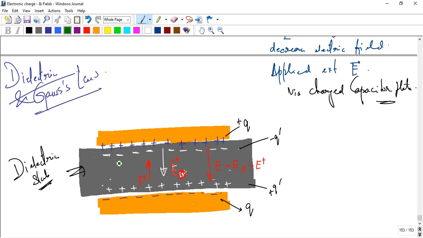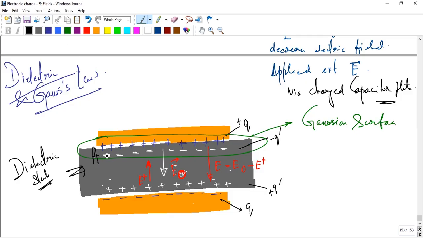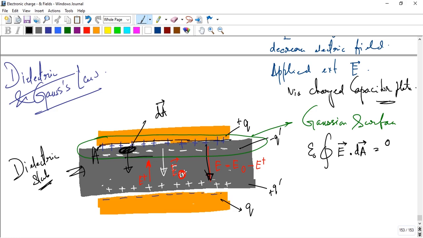Now we apply Gauss's law on this surface. This is called a Gaussian surface, with area A, the lower part of the surface here. Applying Gauss's law, epsilon naught times flux, that is integral of E dot dA, equals the charge enclosed. A small surface element is dA, its direction is the same as the electric field direction.